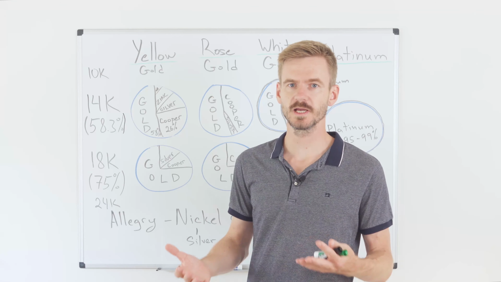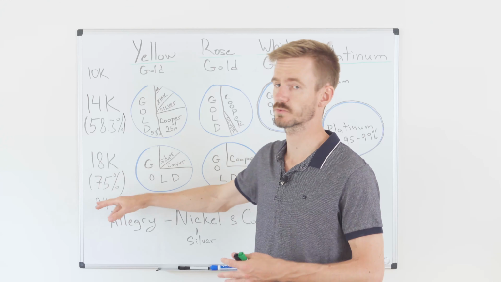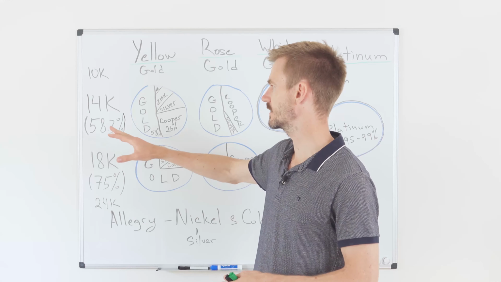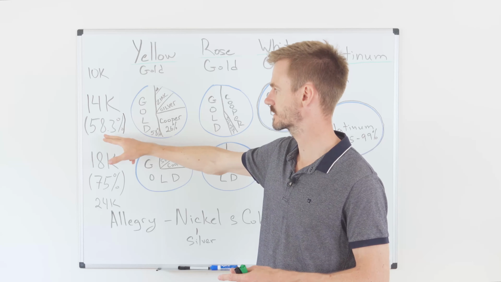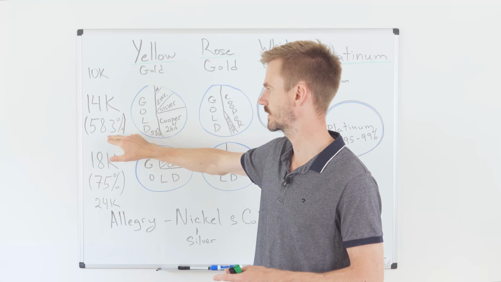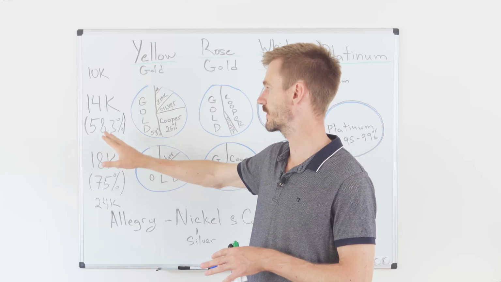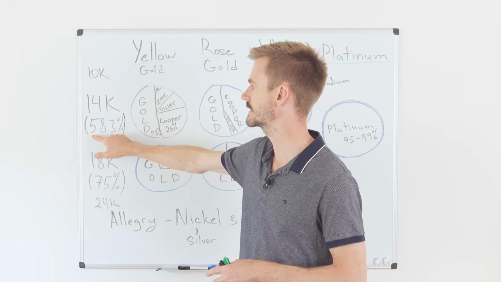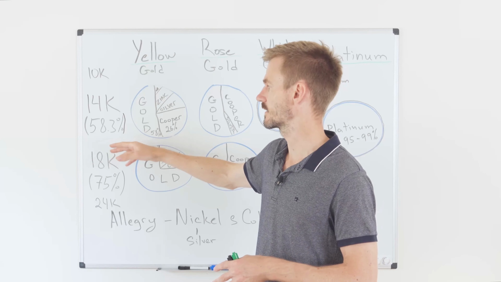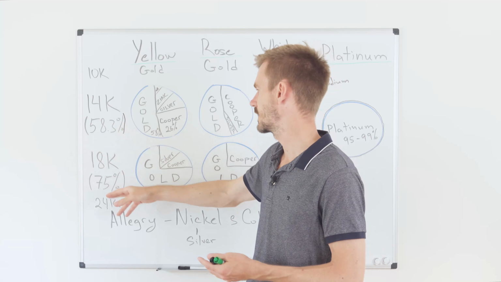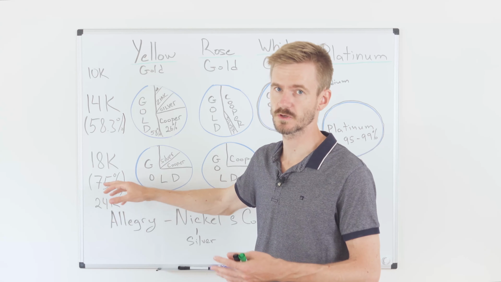In general, here in the US we have 10 karat gold, 14 karat, 18 karat, and 24 karat. We're going to be talking about 14 karat and 18 karat. 14 karat would include 58.3% of the actual gold. In Europe, for example, you're not going to see 14 karat, you're going to see the number 583, and that refers to the purity. And 18 karat gold would refer to 75% of the gold.